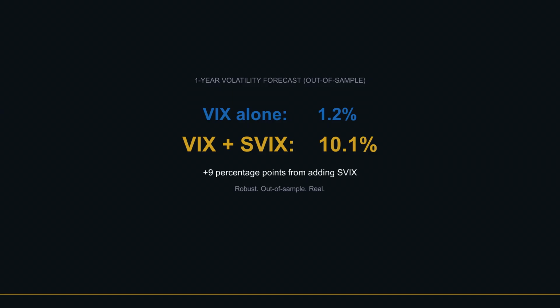Wow, 1.2%? Yeah. SVIX alone gets you a bit higher, but when you use a joint model, SVIX alongside VIX, the predictive power jumps to 10.1%. Oh my God. Yeah. SVIX adds a massive 9 percentage points of predictive power at the one-year horizon. That is a staggering improvement in robust, out-of-sample financial data. It's real and it's robust.